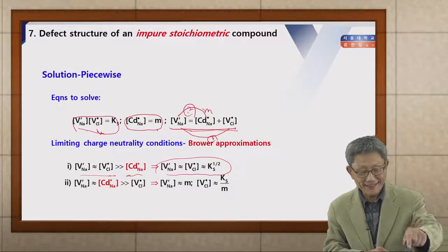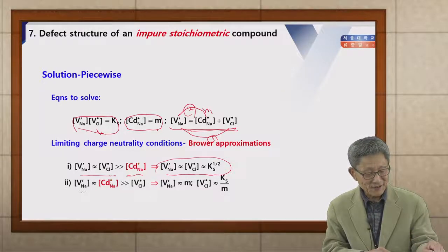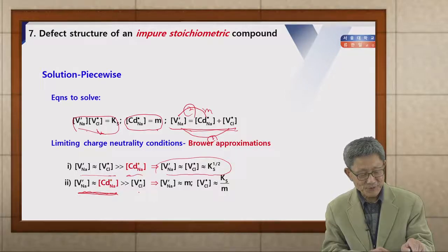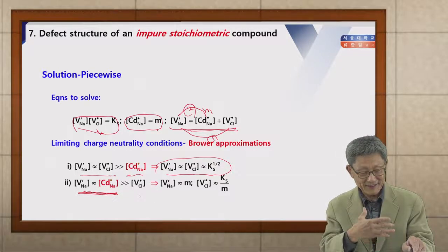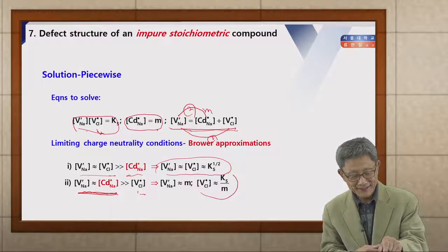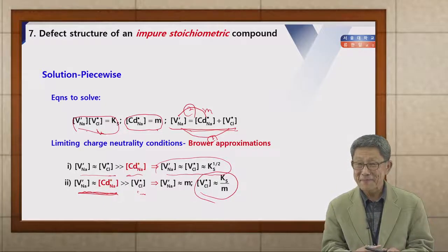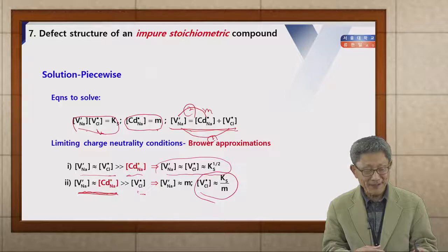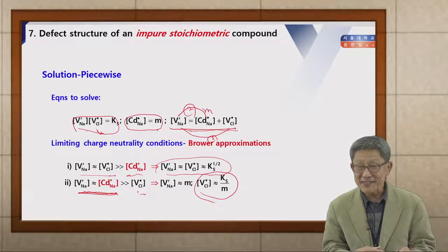And second case, this one. Then the oxygen vacancy concentration is fixed by impurity, okay? And then the chlorine vacancy concentration, which is a minor defect. So this turns out to be like this. Compare with the earlier formal case. This case is much simpler, right?